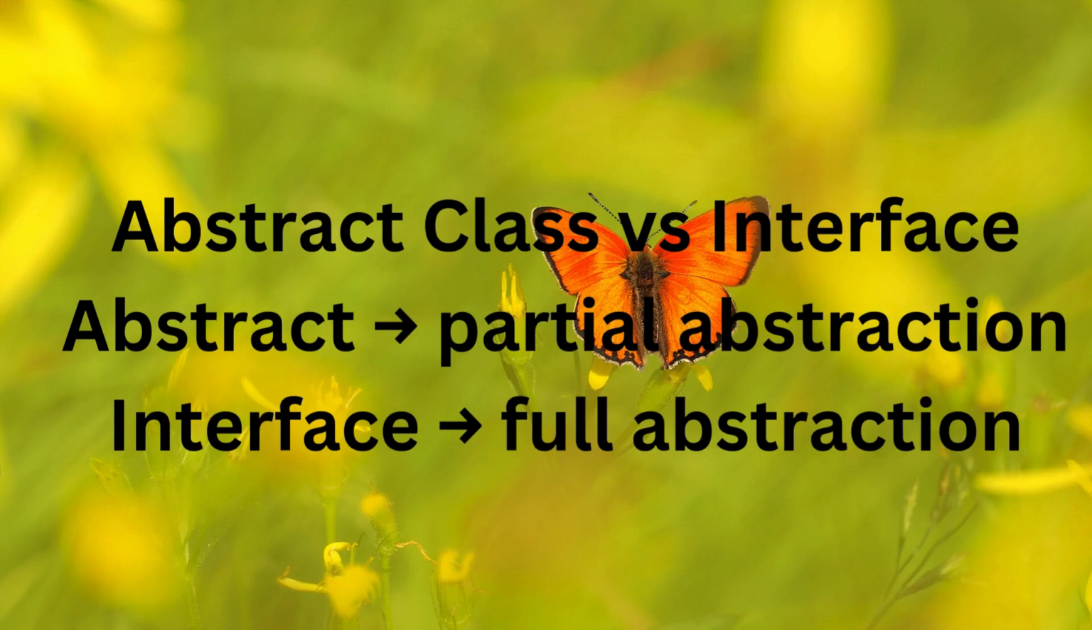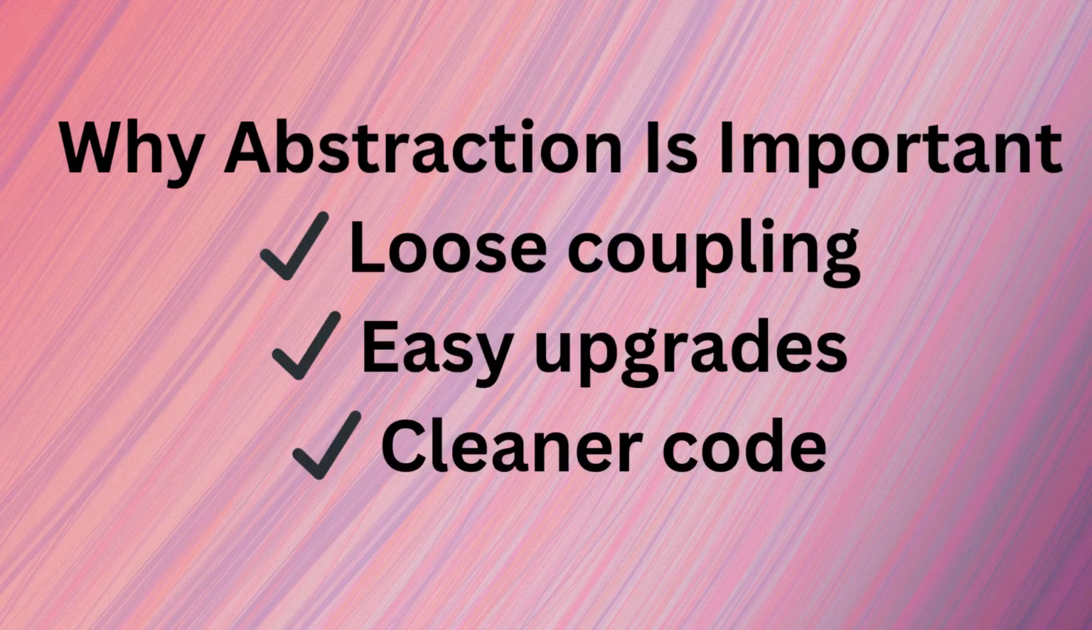Now let's compare abstract classes and interfaces. Abstract classes provide partial abstraction, while interfaces provide full abstraction. Why is abstraction important? It reduces complexity, supports easy upgrades, improves code readability, and makes applications easier to extend.